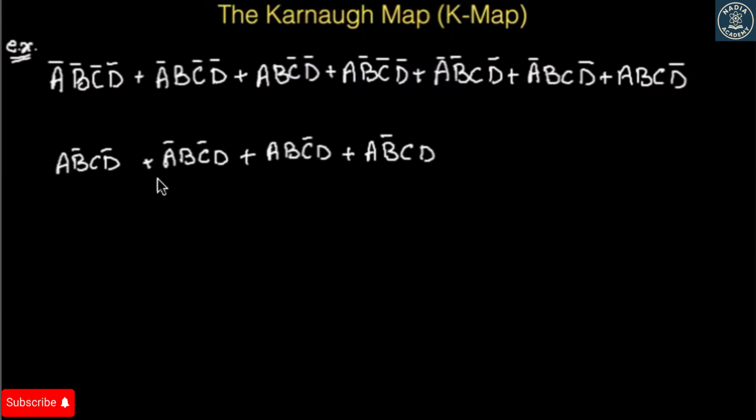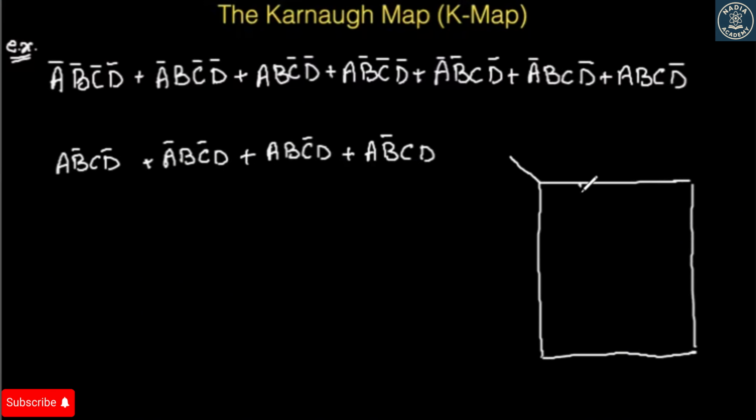Okay, let's solve one more example. In this example, we have a very long SOP Boolean expression with 1, 2, 3, 4, 5, 6, 7, 8, 9, 10, 11 terms. First we need to prepare our map. The domain is A, B, C, D, four variables, so 2 power 4 is 16. So we will have a K-map with 16 cells, four horizontal and four vertical, so it is a square map.